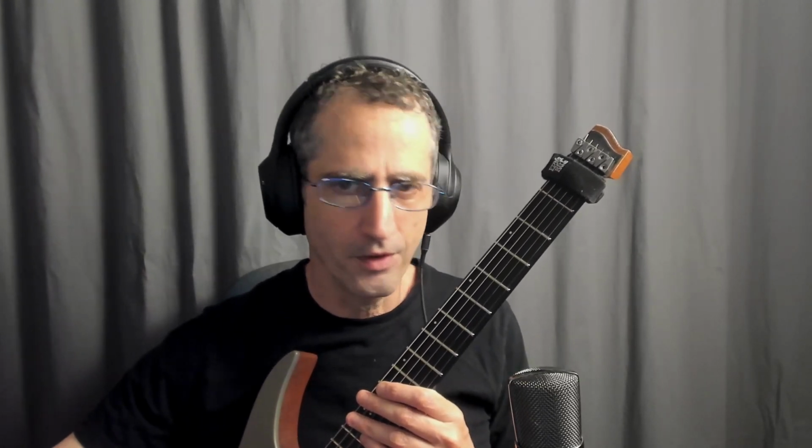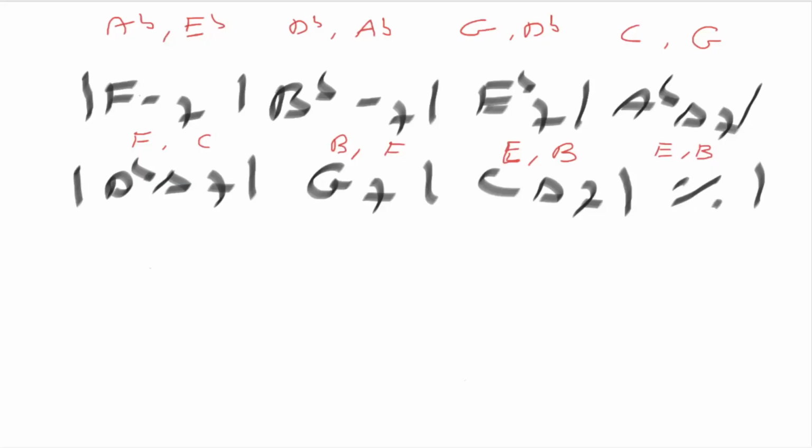So the first step is I'll take All The Things You Are, and what I've written down above each chord is the 3 and 7. So the 3 and 7 of F minor 7 are A flat and E flat. For B flat minor 7, it's D flat and A flat, and so on. So that gives you very important melodic notes to play on, but the next slide is actually more important.